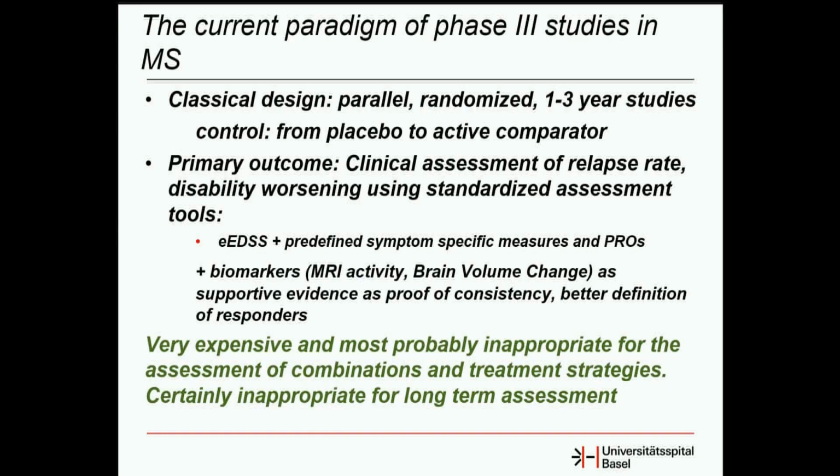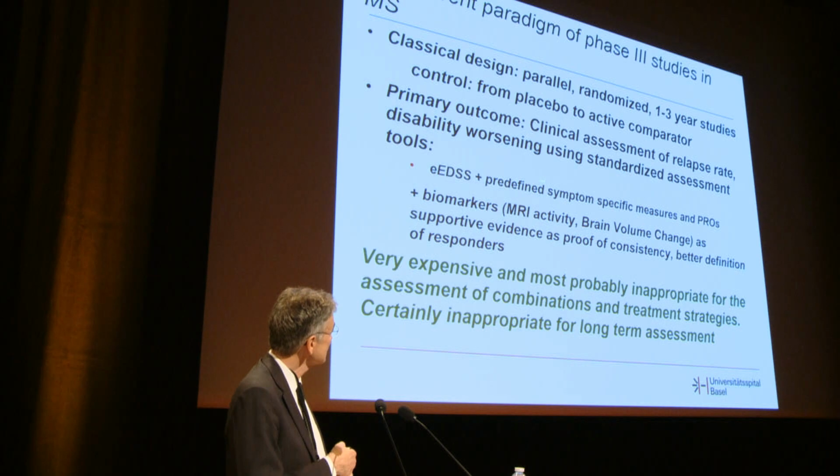So the current paradigm of phase 3 studies in MS is this. Now when we go to phase 3, parallel randomized 1 to 3 year studies, moving of course from placebo to active comparator, and trying to assess clinically in the best possible way. At the moment, we keep the EDSS, but attach an E to that, so an electronic support in making consistent ratings, and also, of course, other more symptom-specific measures, including neuropsychology.